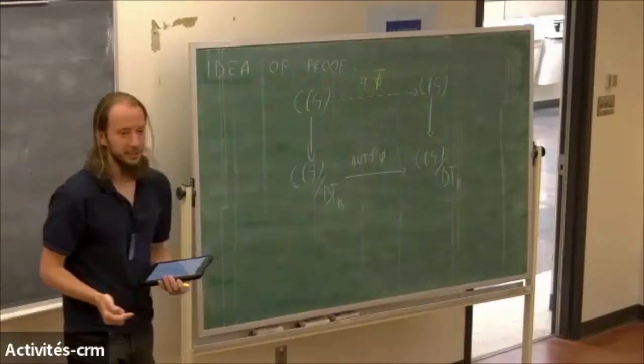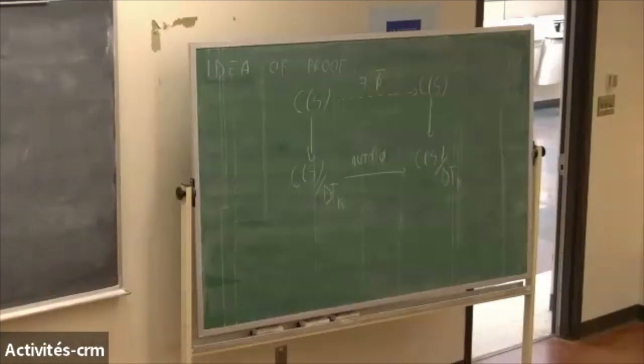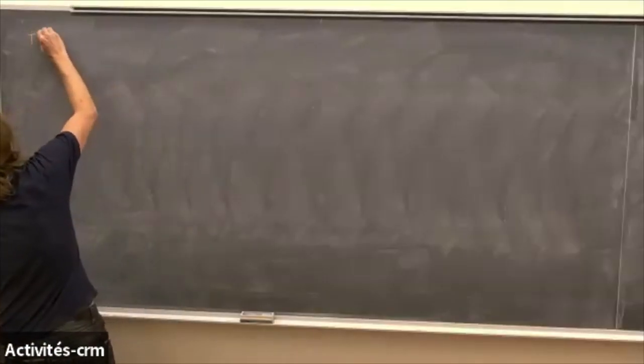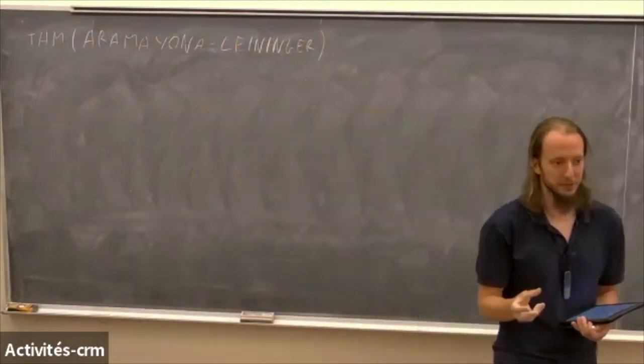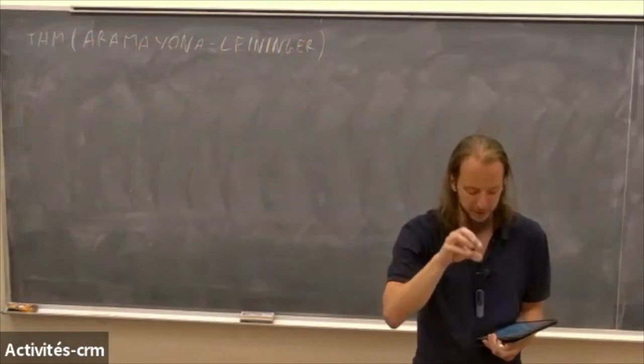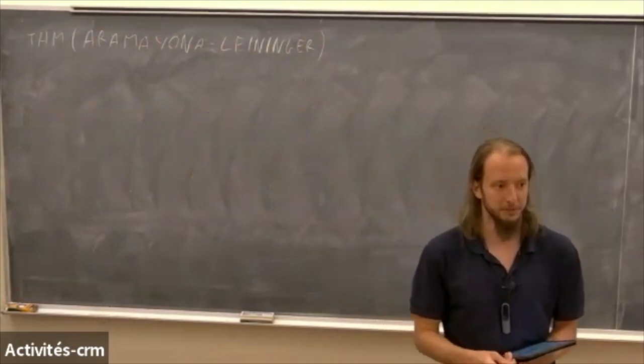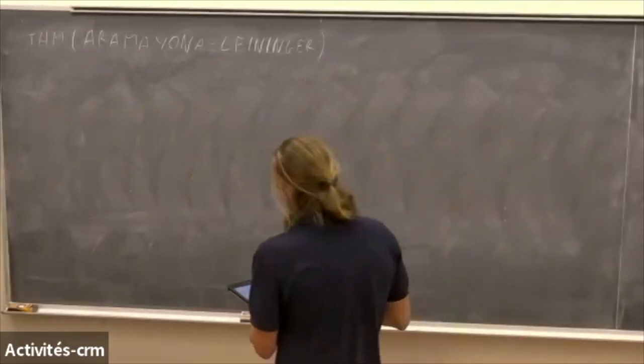So what we do instead is we use a stronger version of Ivanov's theorem, proven by Aramayona and Leininger. So let me write down what they prove. Okay, so theorem. Essentially they prove that an automorphism of the curve graph is determined on a specific finite subgraph. Let me write this precisely.